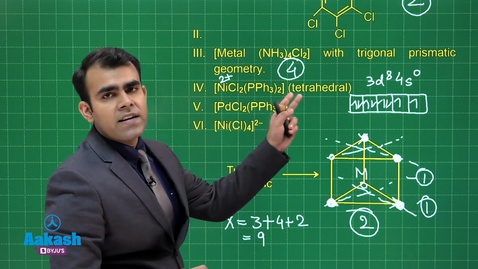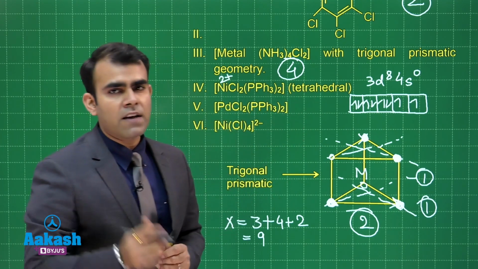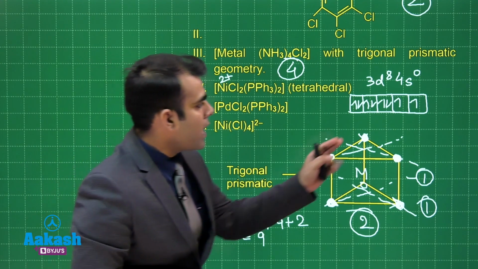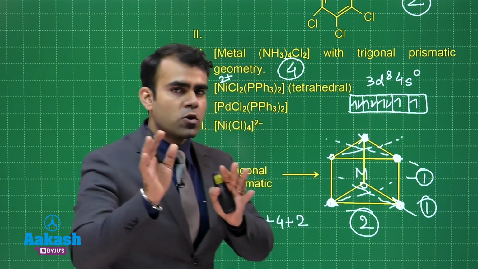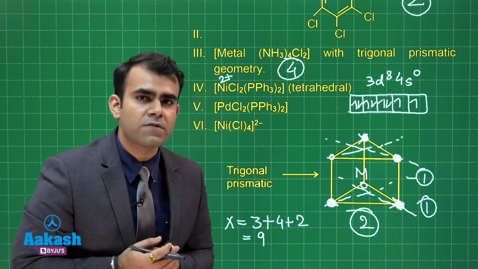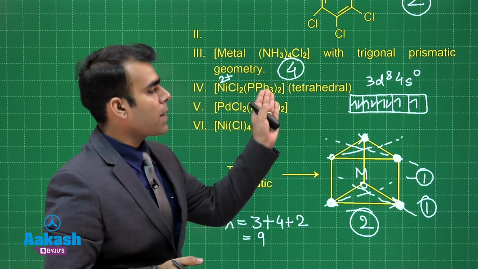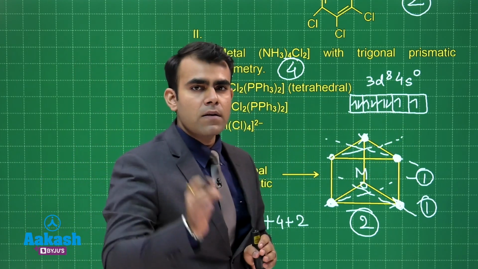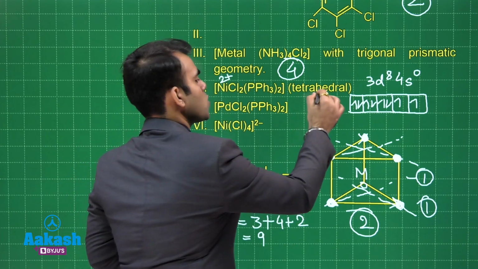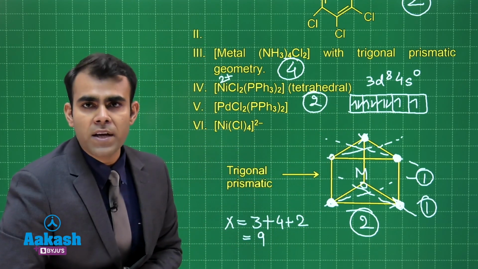And if the geometry is tetrahedral, it means s and p orbitals have been used for hybridization. It means these two unpaired electrons remain as such. There is no pairing of these unpaired electrons. If it is square planar, then they will get paired. But here this is tetrahedral, so we have two unpaired electrons from here.